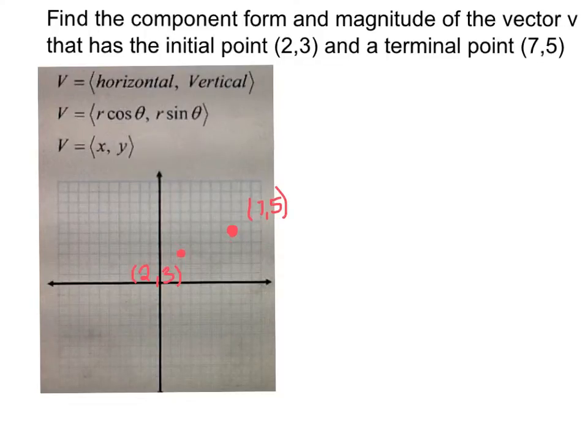We're going to find the component form and the magnitude of vector v that has the initial point of (2, 3) and the terminal point of (7, 5). So here's some things we have to know. I'm going to start here. This is my p-value. And I'm going to end here at my q-value.